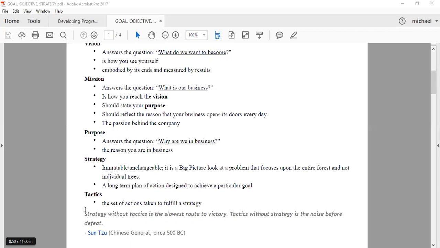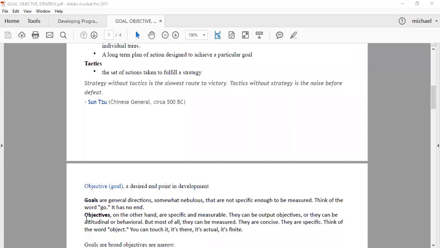Like an application. When they come to your program, they're going to have to fill out an application or something, correct? Yes, we have forms. That's going to be part of your tactics also. So all those things are tactics. Okay, let's move on.